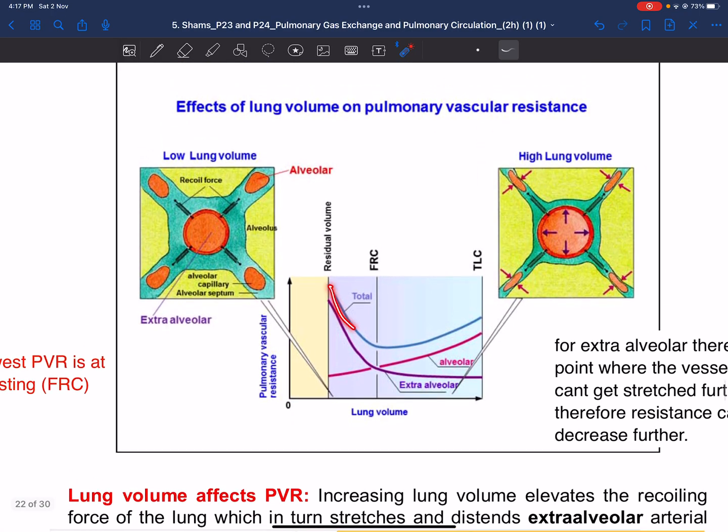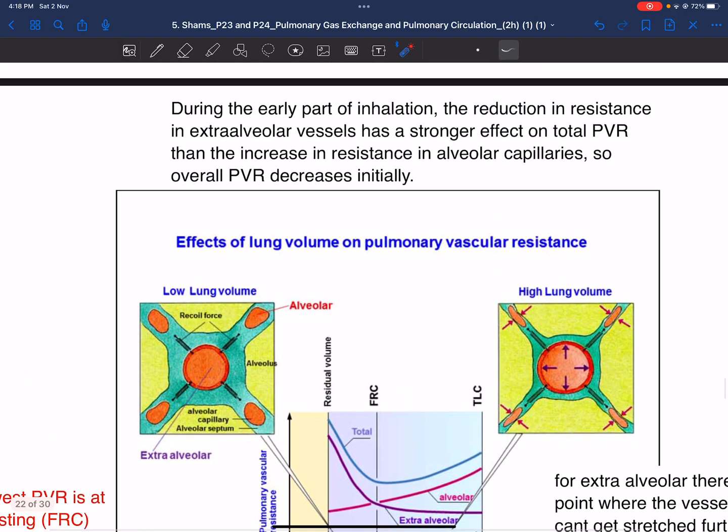And last but not least, we have the total graph, which combines both of these graphs. Once you've combined both of these graphs, you get this one. So basically, you can notice that the resistance decreases ever so slightly, then increases. And you might ask yourself why. Well, I've written over here.